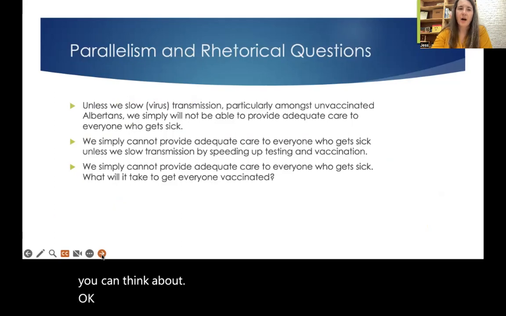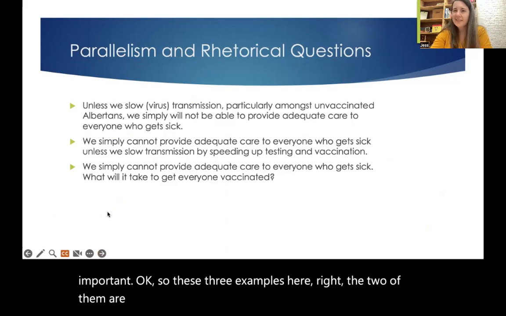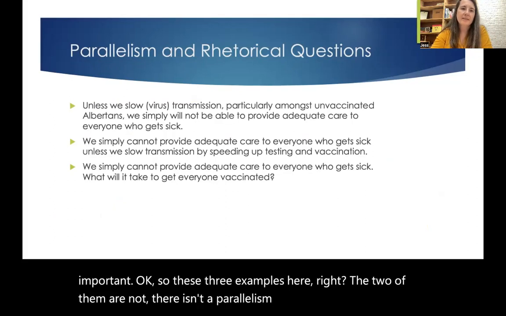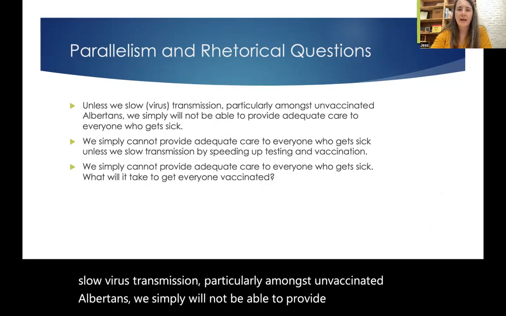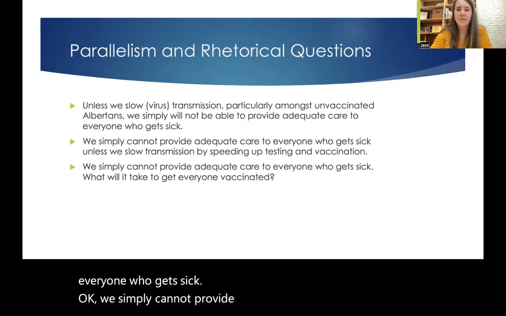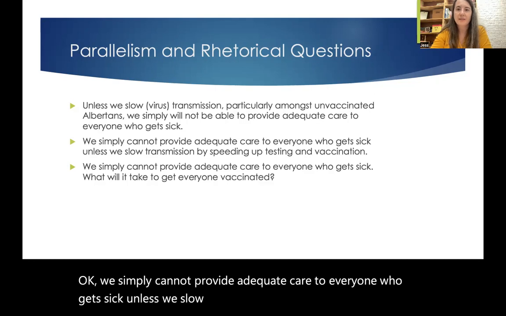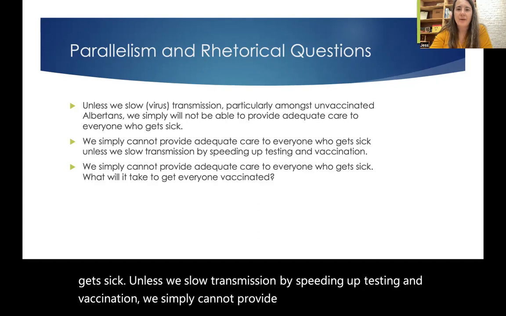Okay. Couple of cautions. So please remember that parallelism is important, okay? These 3 examples here, right? Two of them, there isn't a parallelism happening. So unless we slow virus transmission, particularly amongst unvaccinated Albertans, we simply will not be able to provide adequate care to everyone who gets sick, okay? We simply cannot provide adequate care to everyone who gets sick unless we slow transmission by speeding up testing and vaccination. We simply cannot provide adequate care to everyone who gets sick.